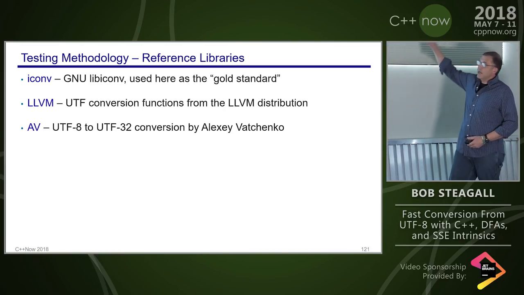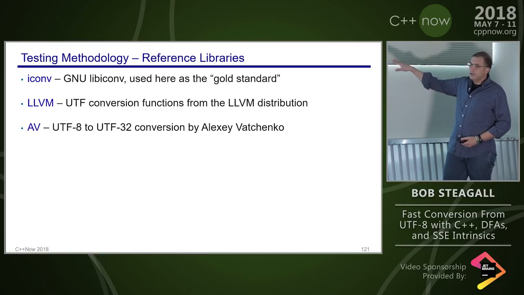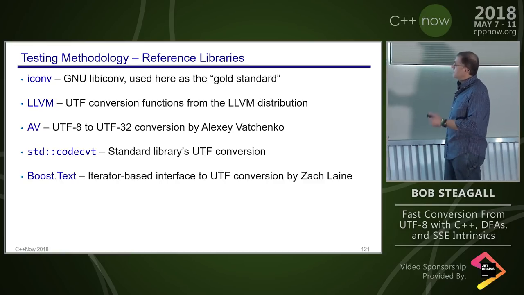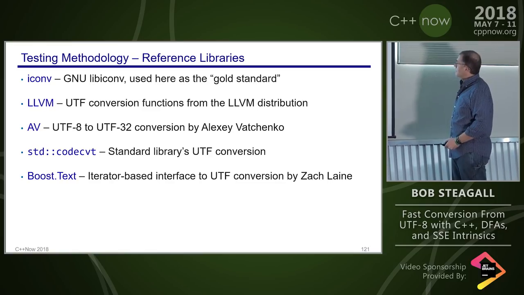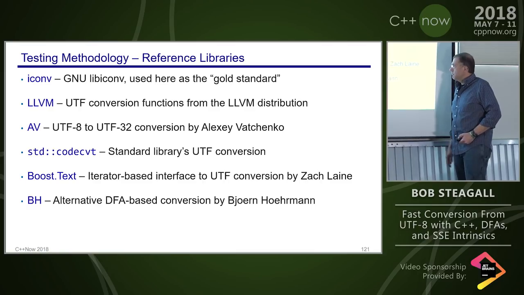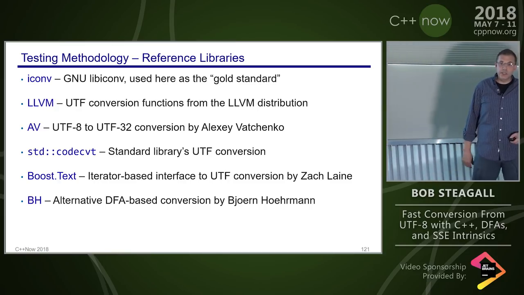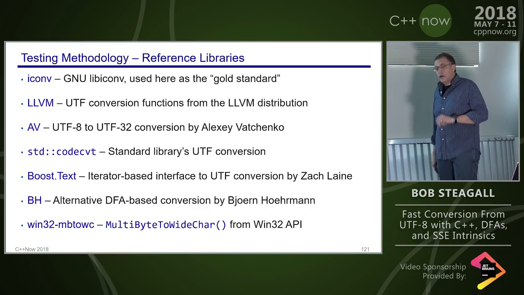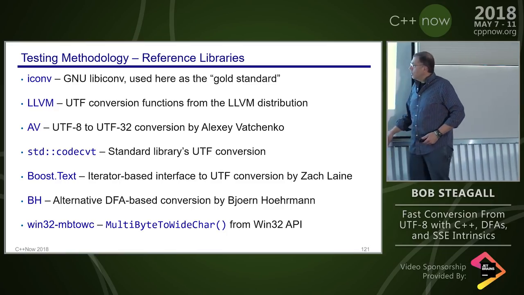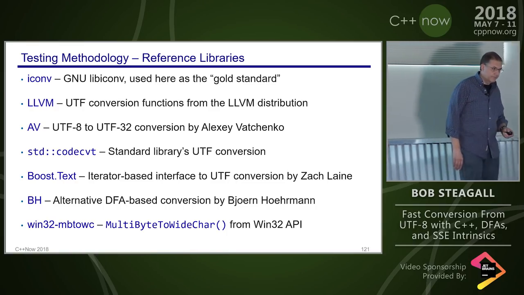It is very similar to that canonical example that had an if-else ladder in it, so I included it for that reason. There's std::codecvt. There's Boost.Text from Zach. And BH, again, this is an alternative DFA-based conversion by this gentleman I mentioned before named Björn Höhrmann, using code that he suggests in his article. And I'm going to show you a little bit of transcoding to UTF-16, where I'm going to compare to the MultiByteToWideChar function that's part of the Win32 API.